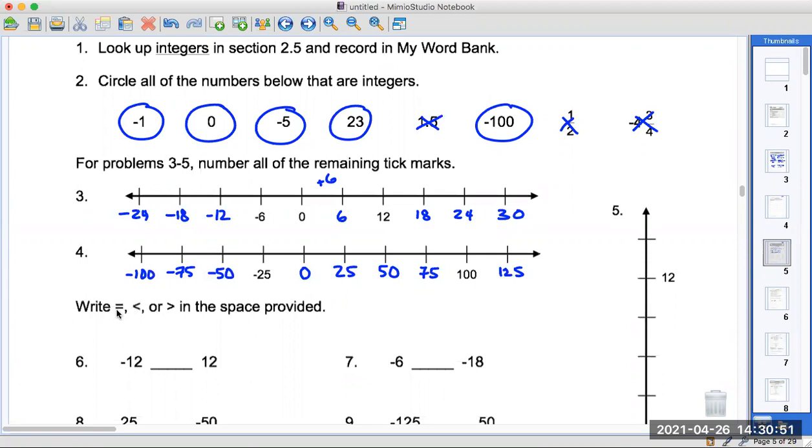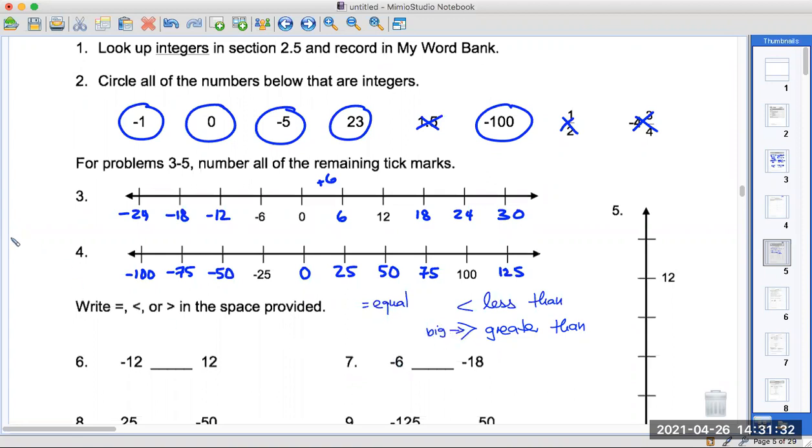Now these symbols right here, this means equal. Equal. And then less than. So the open mouth always points towards the bigger number, and this is greater than. So if you ever heard of the crocodile in other math classes, the crocodile opens the mouth and eats the bigger number. Yeah, the bigger number gets eaten up.